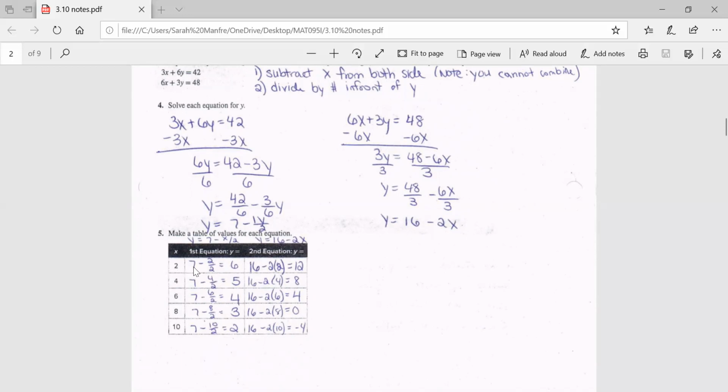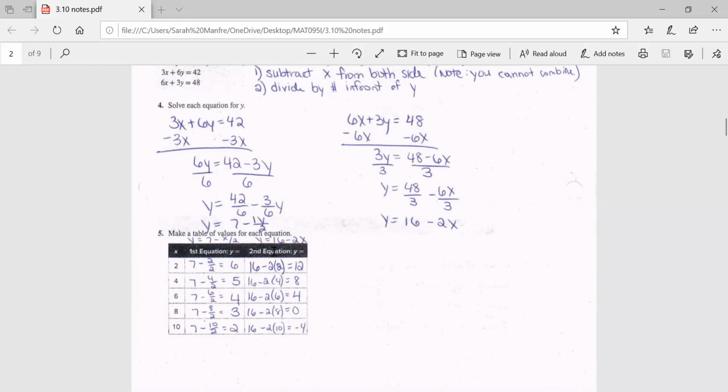So if you look, it's 7 minus, x is being replaced with 2, 2 divided by 2 is 1, so 7 minus 1 is 6. 7 minus 4 over 2, because x is 4, 4 divided by 2 is 2, so 7 minus 2 is 5. Then I'm going to do 7 minus x over 2, well, x is 6. 6 divided by 2 is 3, 7 minus 3 is 4, and so on until you complete this one.